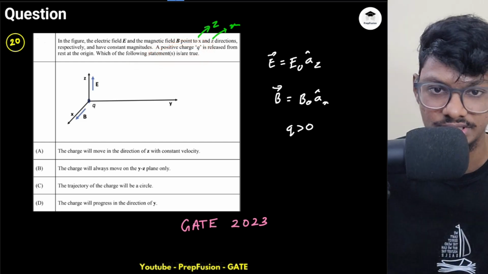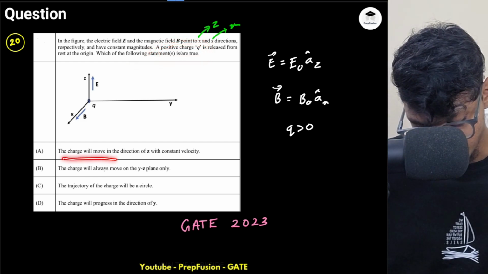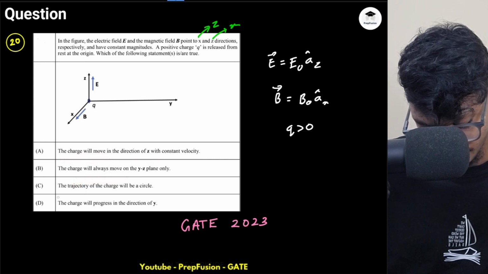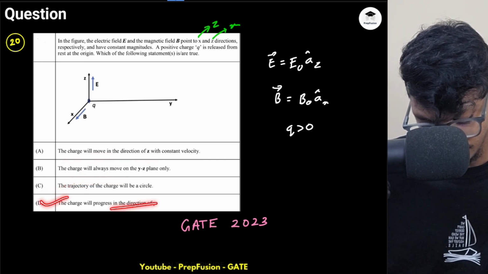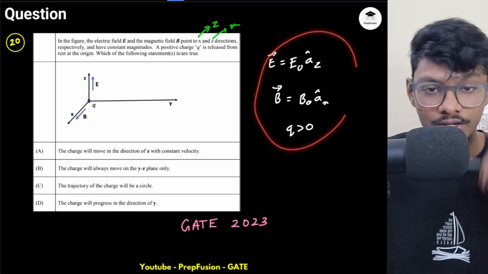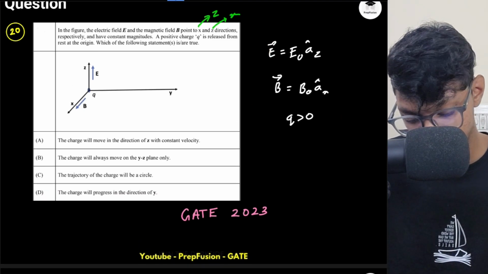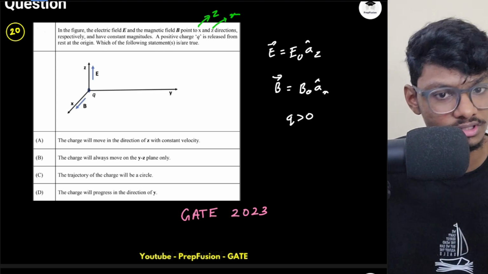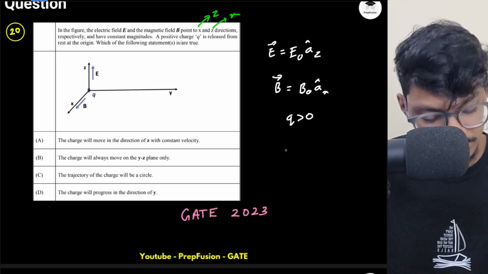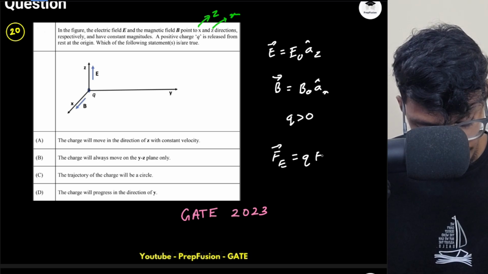Which of the following statements is true? So which of these will be true? The charge will always move in this direction, the charge will progress in this direction. They are just talking about direction, so I will directly find out the direction. Now there is an electric field here. If there is an electric field, the charge will experience a force due to the electric field. And what will be that force? That force due to the electric field will be simply Q times E.